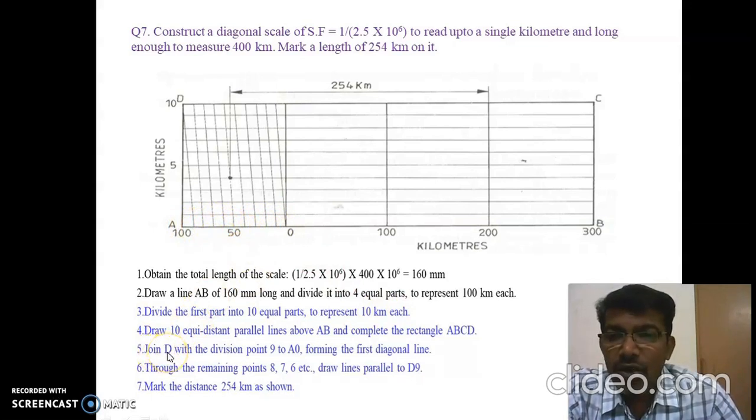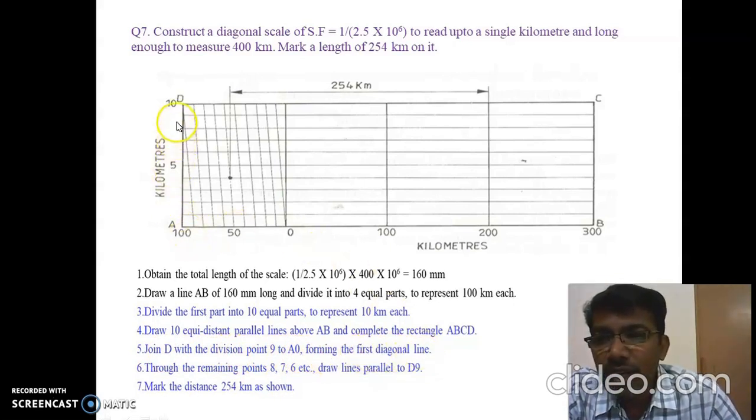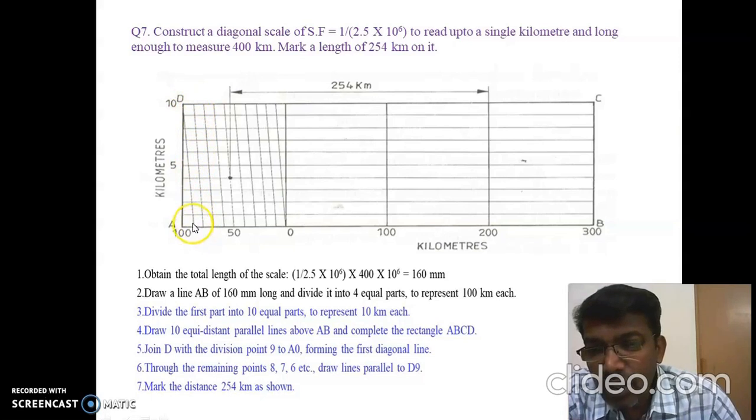Join D with the division point 9 to AO, forming the first diagonal line. I will show you clearly. Here I have divided this into 1, 2, 3, 4, 5, 6, 7, 8 and this is the 9th part. This 9th point is going to be joined to the point D, such that it forms a diagonal to this particular rectangle. So this will become the diagonal for the last column.